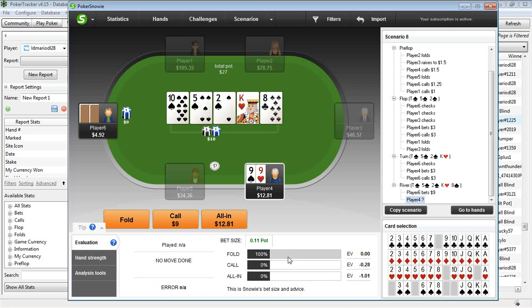Because when we check on the turn there, A, we've lost our initiative. B, we now have no information. Checking is the wrong play.